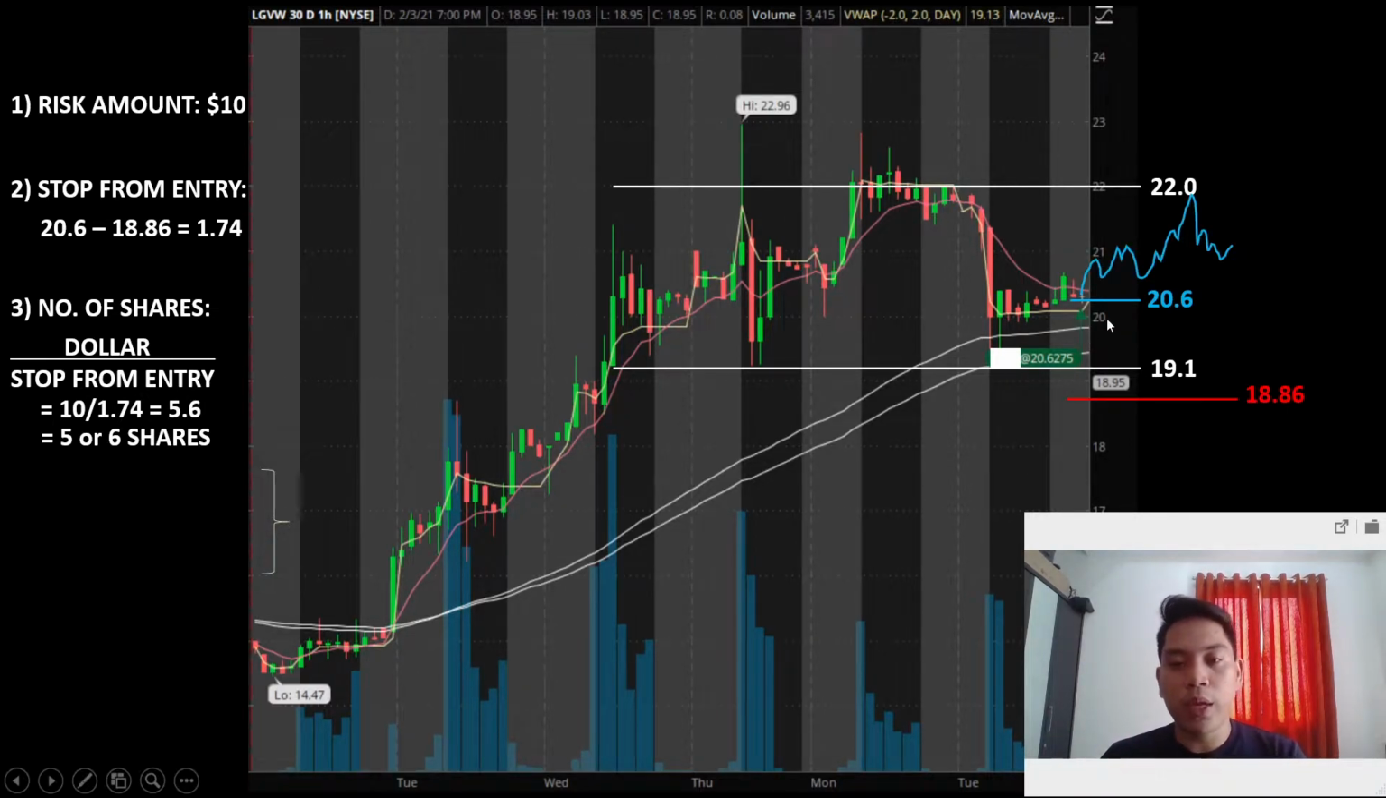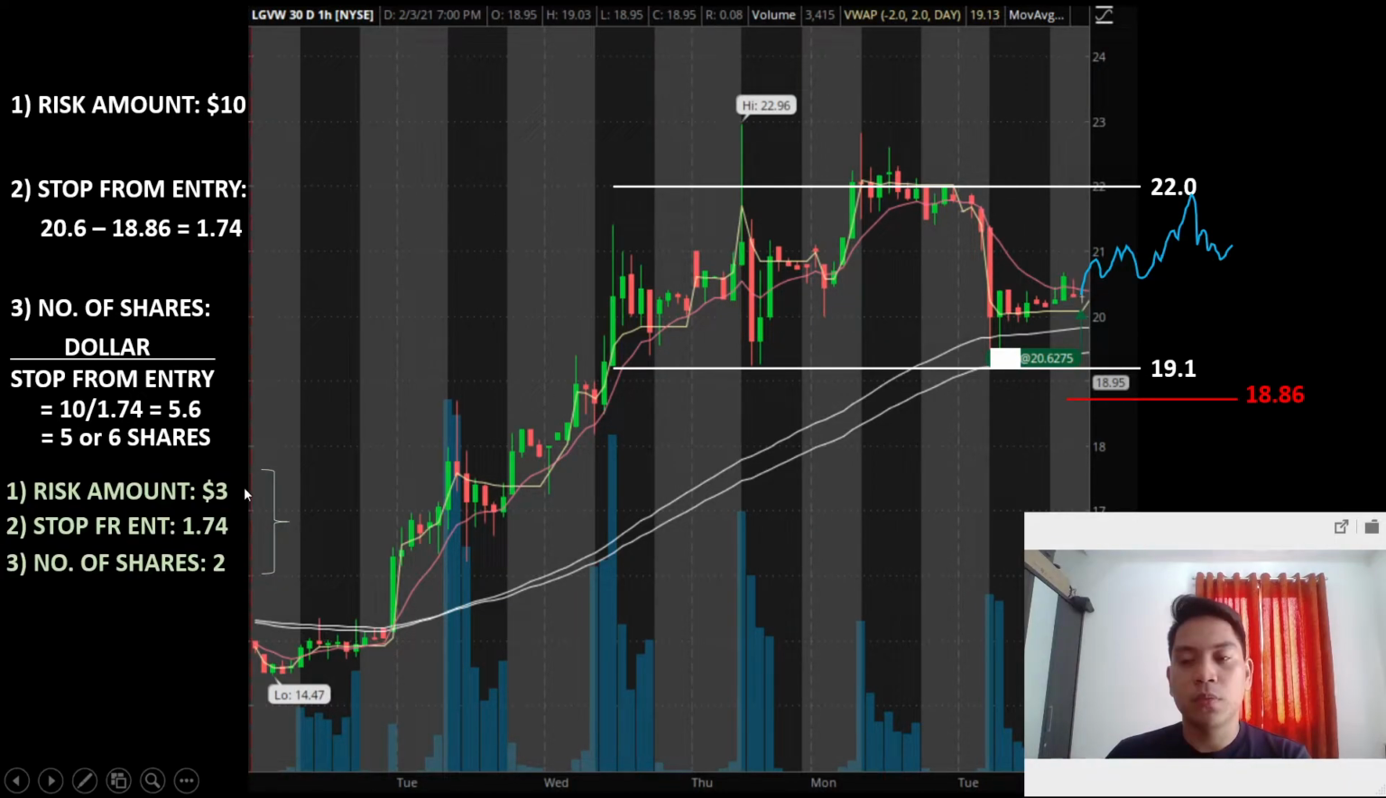Now, if we enter here, we have a trade thesis that this will go higher than 22. Say the price action was like this, I entered at 20.6, then I want to enter again at, say, this price around here, 20.9. So going back again, we have $3 risk, and stop from entry is 1.74. So the number of shares that I can buy at the initial 20.6 area is 2 shares. So that's going to be my first partial size.